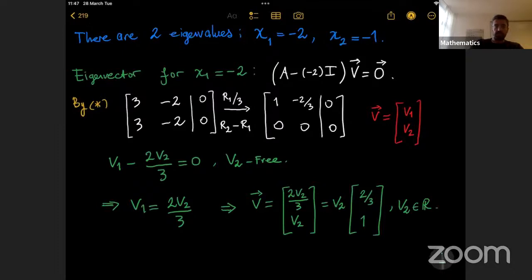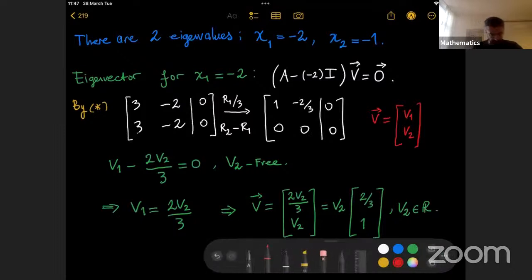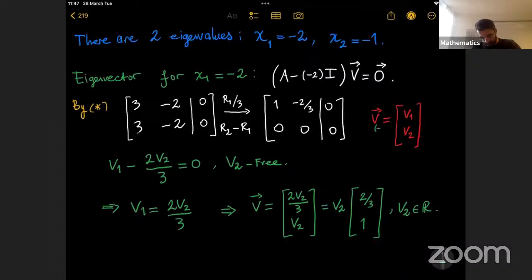Well, let's also find the other one. So this is the eigenvector, this was for minus two. So just for the notation, let's put here V for minus two, okay?